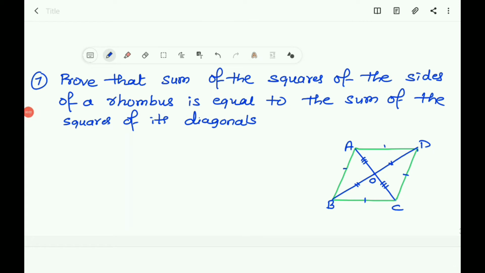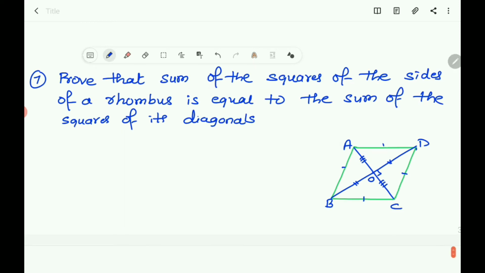Now you take the seventh question. Prove that the sum of the squares of the sides of a rhombus is equal to the sum of the squares of its diagonals. Here the rhombus is given. You know the property of the rhombus. In a rhombus, all four sides are equal and the diagonals are unequal and bisect each other at right angles. That is the main property of the rhombus.